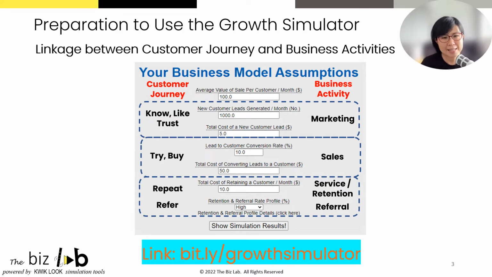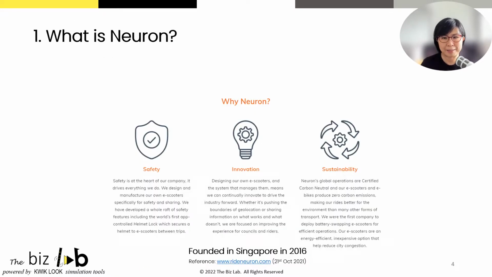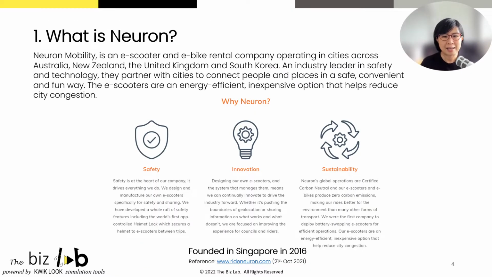To help you understand how we get these numbers to input into the simulator tool, we will walk you through the Neuron case study. So as mentioned just now, Neuron Mobility is an e-scooter and e-bike rental company operating in cities across Australia, New Zealand, United Kingdom, and South Korea. In this case study, we will look at the data relating to their operations in Australia.